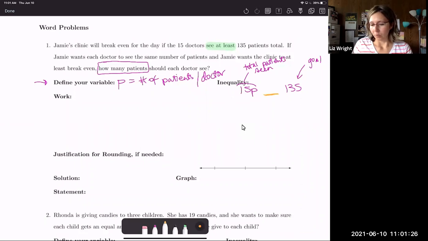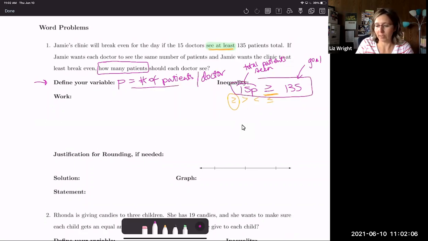Is it going to be greater than or equal to, greater than, less than or equal to? And so you need to think about that. Do we want to be less than or equal to our goal, less than our goal, greater than our goal, greater than or equal to our goal? And because it says we need at least 135 patients, which means at the bare minimum, we need to hit 135 or more, it's going to be greater than or equal to. So there's our inequality.